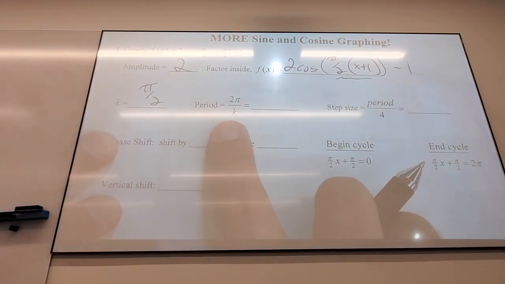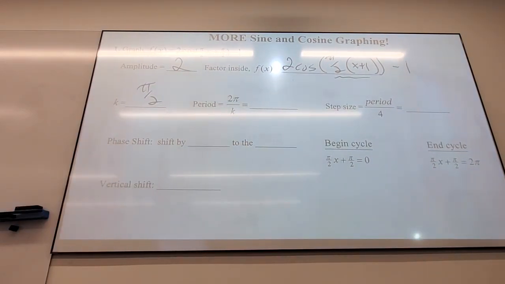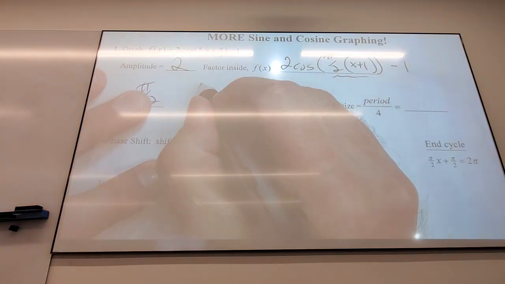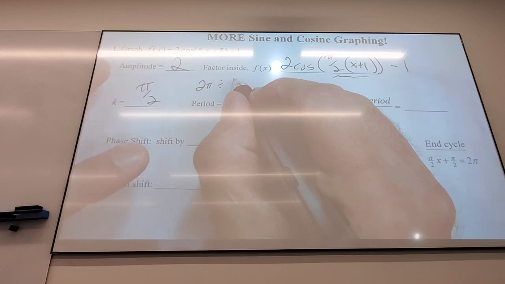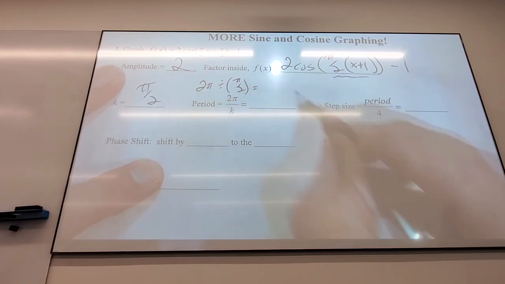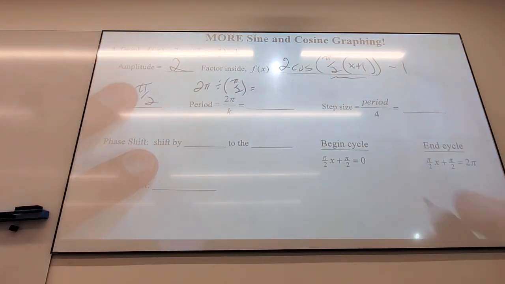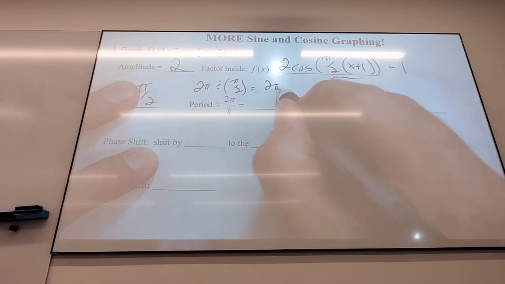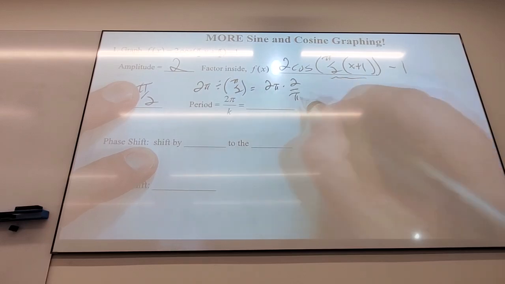So take a minute and figure out what the new period is. Don't say anything. This always trips people up. So if I ever have fractions, I'm going to do 2 pi divided by k. How do I divide fractions? Yeah, multiply by the reciprocal, yeah?